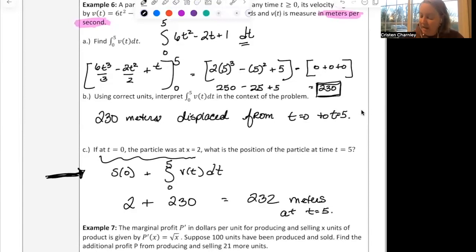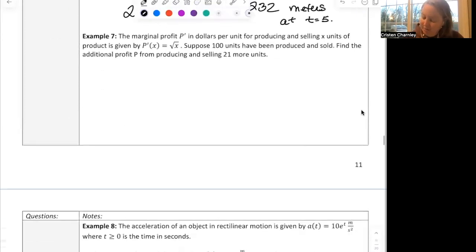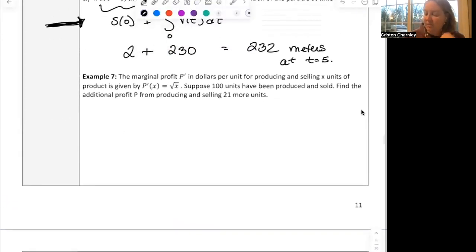Awesome. Example 7: the marginal profit, which is P prime, in dollars per unit for producing and selling x units of product, is given by the square root of x. Suppose 100 units have been produced and sold. Find the additional profit from producing and selling 21 more units.